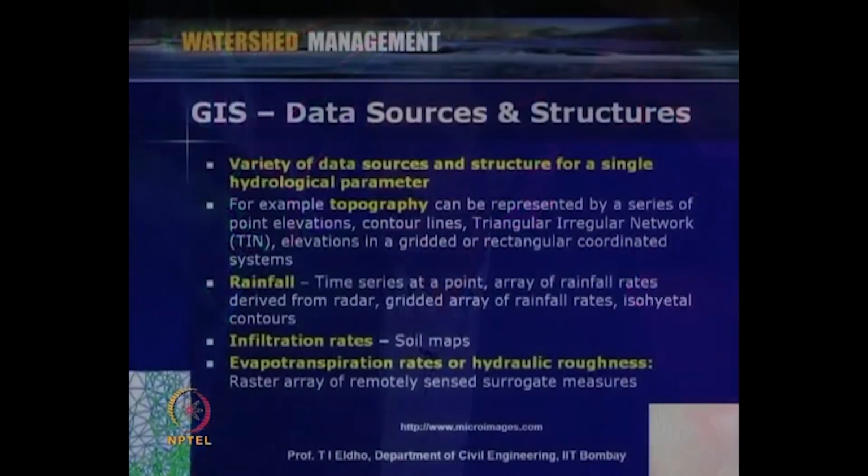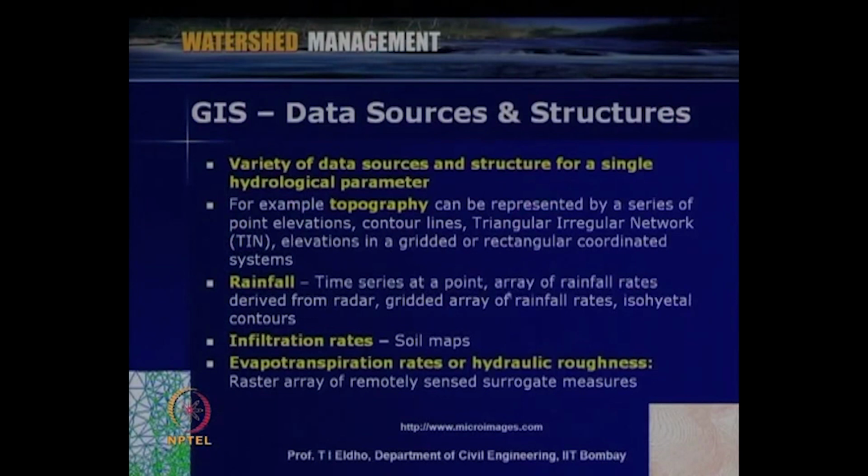And then, for example, where rainfall is concerned, we can have a time series at a point, an array of rainfall rates derived from radar, a gridded array of rainfall rates, or isohyetal contours. All of these we can represent once the rainfall data is given within the GIS platform. We can have either a time series or contours or isohyetal contours. Then, for example, if we consider infiltration rates, how infiltration is varying within a watershed, we can have soil maps, and according to the soil nature, the infiltration rates also vary, as we already discussed earlier. So, these soil maps can be used within a GIS environment to identify how the infiltration rates are varying.